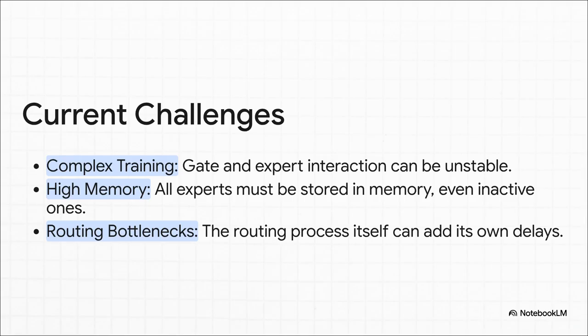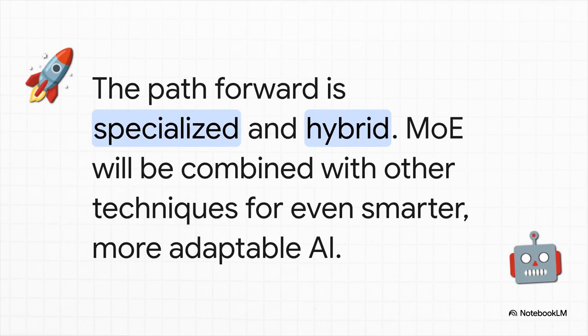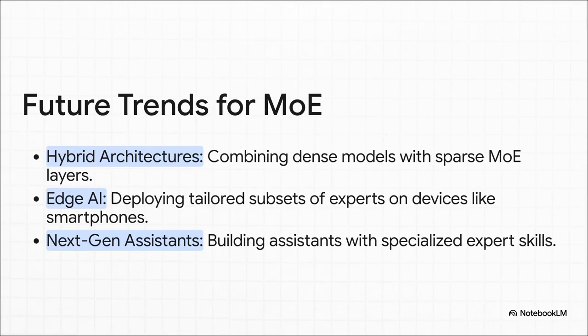And finally, that whole routing process, if you don't engineer it just right, it can actually slow things down a bit. But even with those challenges, the future for MoE looks incredibly bright. The trend is definitely heading towards even more specialized models and some really clever hybrid designs. So what's next? We're going to see a lot of hybrid models that mix the old dense style with these new MoE layers to get the best of both worlds.